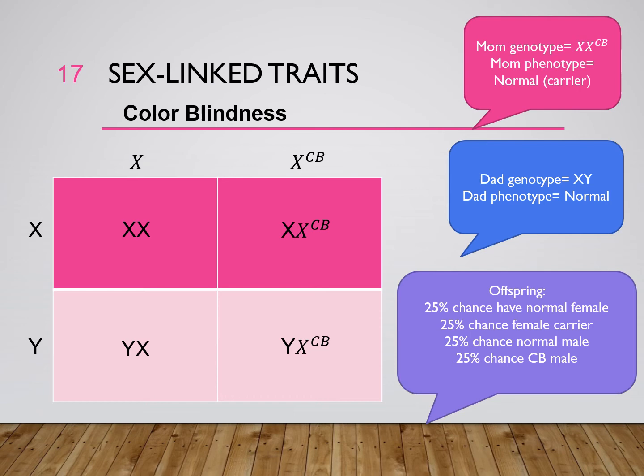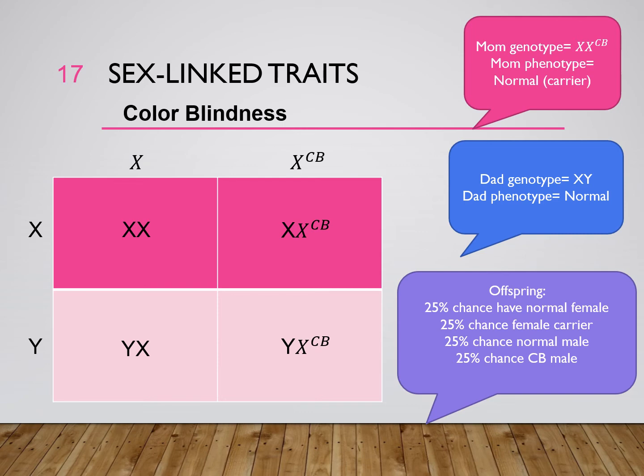Now, bottom left, we have a normal male. That's awesome. And then bottom right, look what happens here. Mom donates that X with the recessive trait. So there is a 25% chance they're going to have a normal male and a 25% chance that they're going to have a colorblind male.